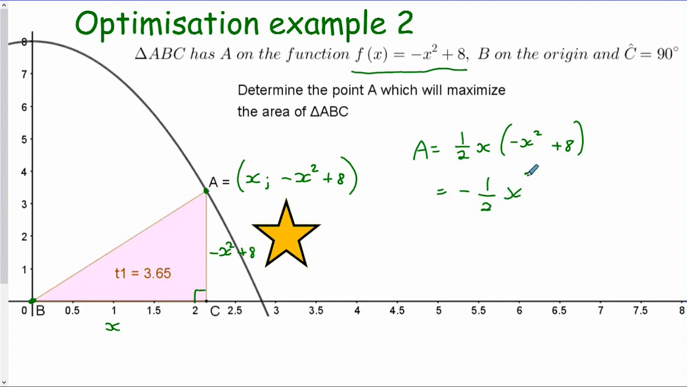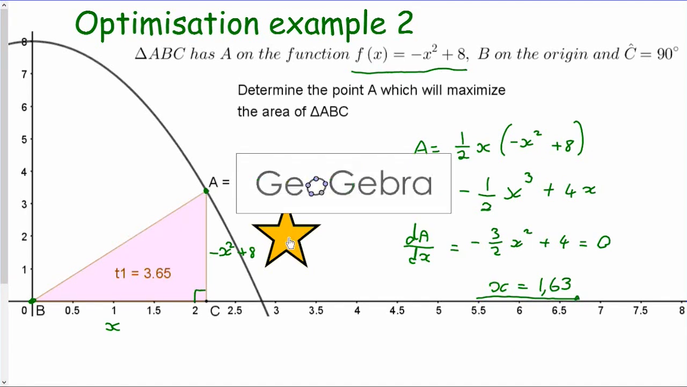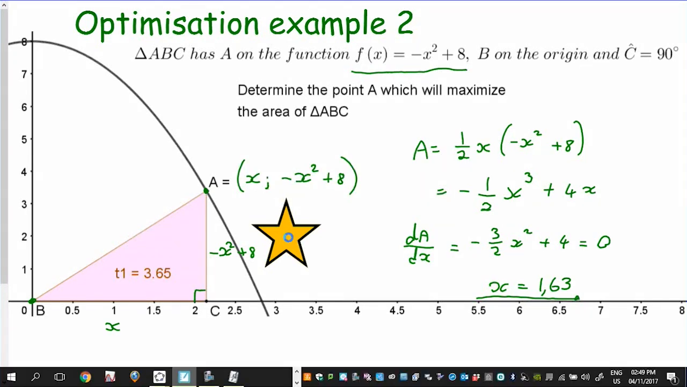And that becomes negative half x cubed plus 4x. What I'm going to do now is differentiate it, dA/dx. And in fact, I get negative 3 over 2 x squared plus 4, and I make that equal to 0. When I solve, I get two possible values. They're plus or minus 1.63, but in the context of this example, 1.63 is the x value that gives me the best possible area for my triangle.